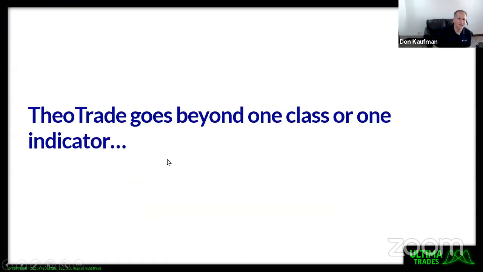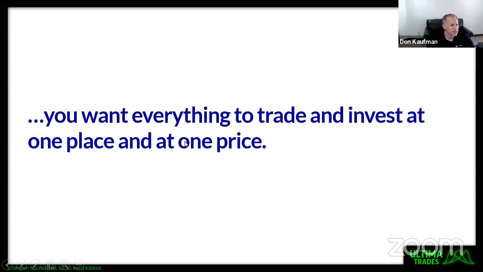Okay, TheoTrade, as I said a moment ago, goes beyond one class or one indicator. We get this. You want everything to trade and invest at one place, and you want it at one price, and that's exactly what we do.